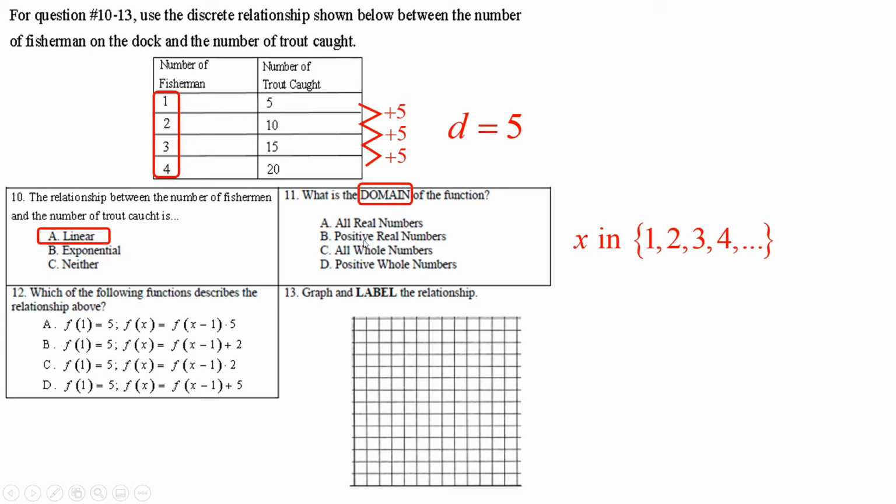B, positive real numbers, also continuous. It's just all the real numbers to the right of 0. Fractions, decimals, and whole numbers just like we see right there. Now C, all whole numbers.